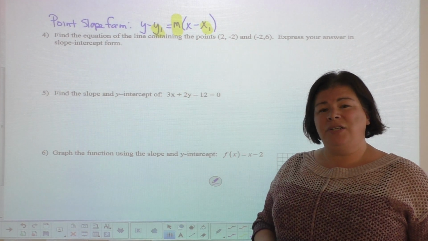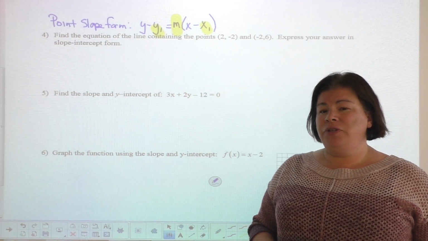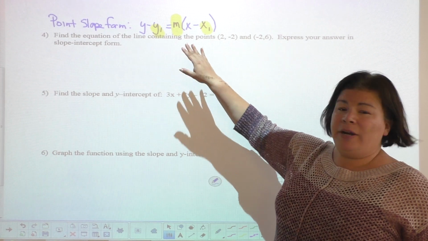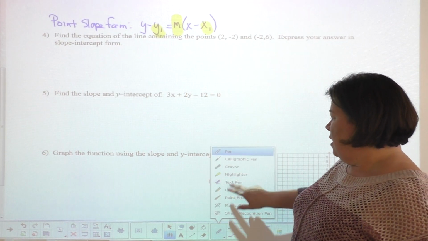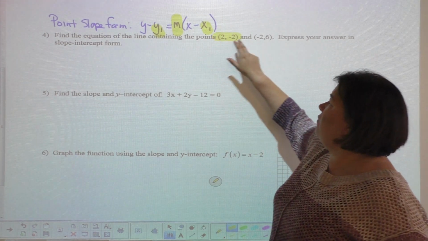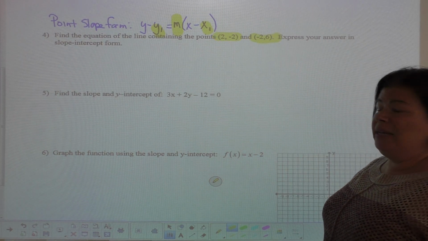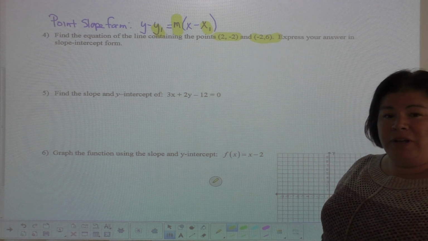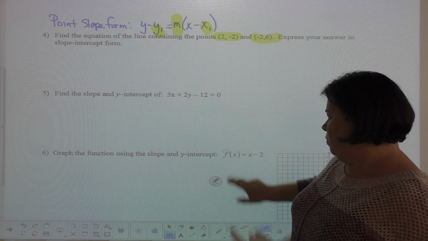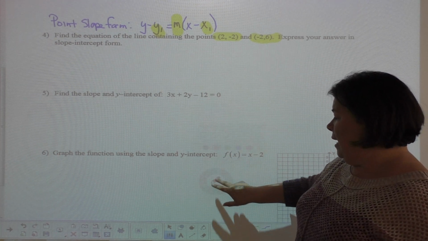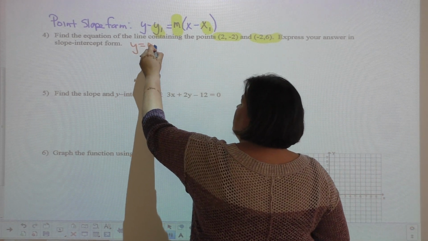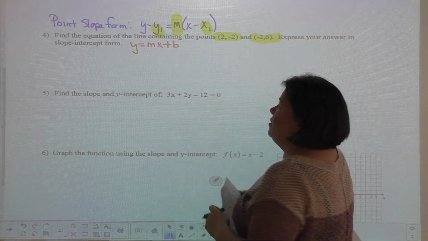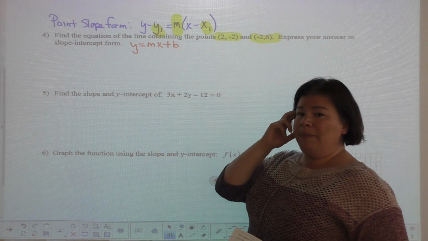Welcome back. This is a continuation of 3.2 Day 2's notes. On question 4, they want us to find the equation of a line containing the points (2, -2) and (-2, 6), and they want us to express our answer in slope-intercept form. So again, slope-intercept form is y equals mx plus b, where m is our slope and b is our y-intercept.